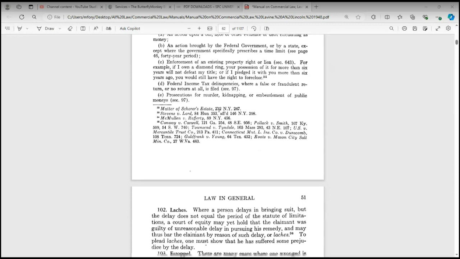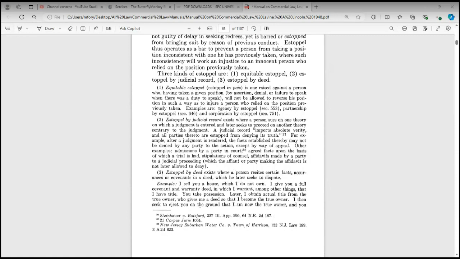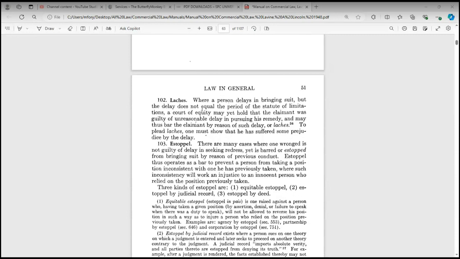Laches. Where a person delays in bringing suit, but the delay does not equal the period of the statute of limitations, a court of equity may yet hold that the claimant was guilty of unreasonable delay in pursuing his remedy, and may thus bar the claimant by reason of such delay or laches. To plead laches, one must show that he has suffered some prejudice by the delay.